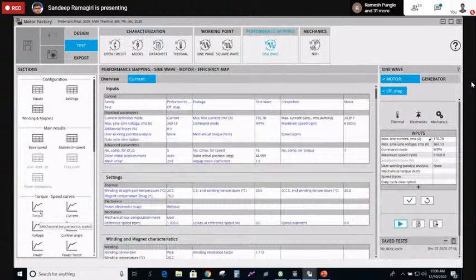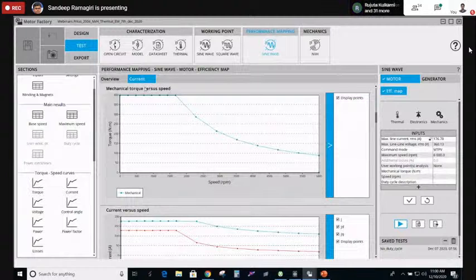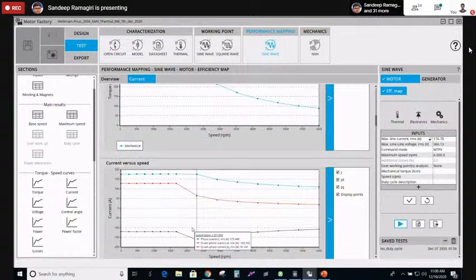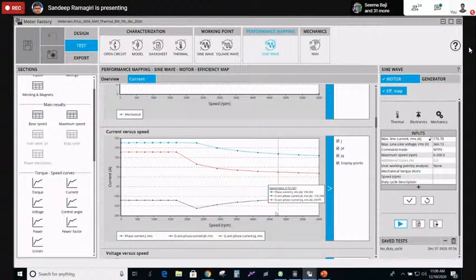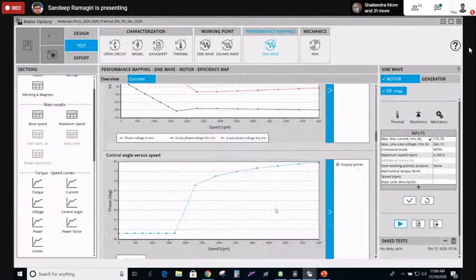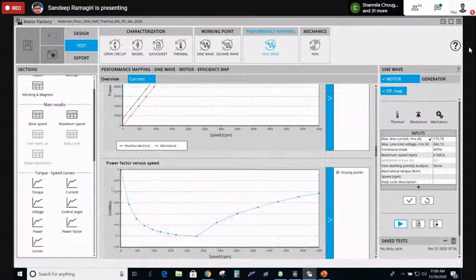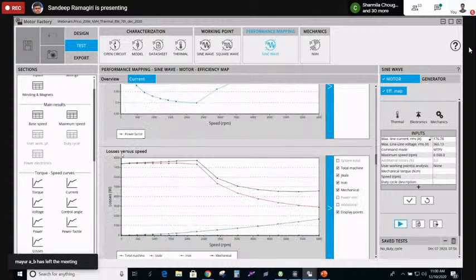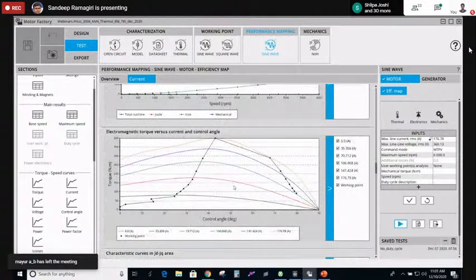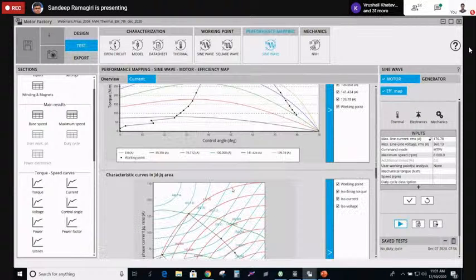And then we can do the full characterization, so efficiency maps. First, you can see we can compute the torque versus speed characteristics. We can also have current versus speed, so Id and Iq currents we can display, and then voltages, so Vd and Vq voltages, and then the control angle versus speed, power versus speed, power factor versus speed, and the losses versus speed we can compute, and then the electromagnetic torque versus current and control angle.